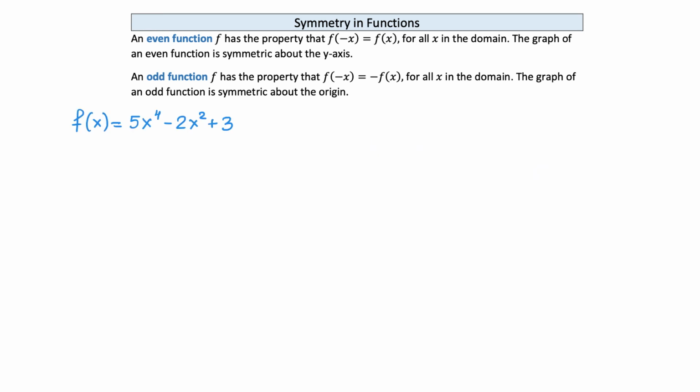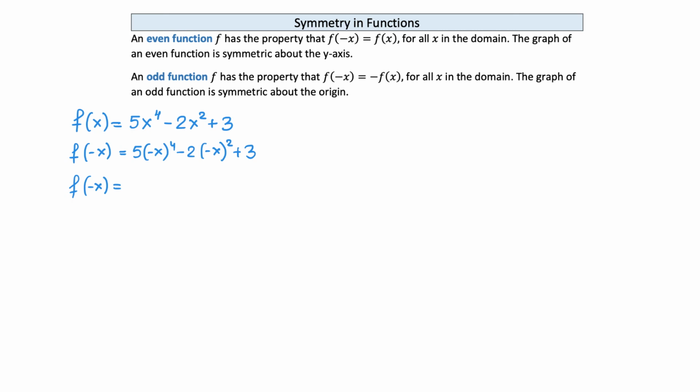We are given the function f of x equals 5x to the power of 4 minus 2x to the power of 2 plus 3. And we have to determine if this function is even, odd, or neither. In either case, we always start by replacing x with negative x. So each x in this function will be replaced with negative x. And we will get 5 times negative x to the power of 4 minus 2 times negative x to the power of 2 plus 3.